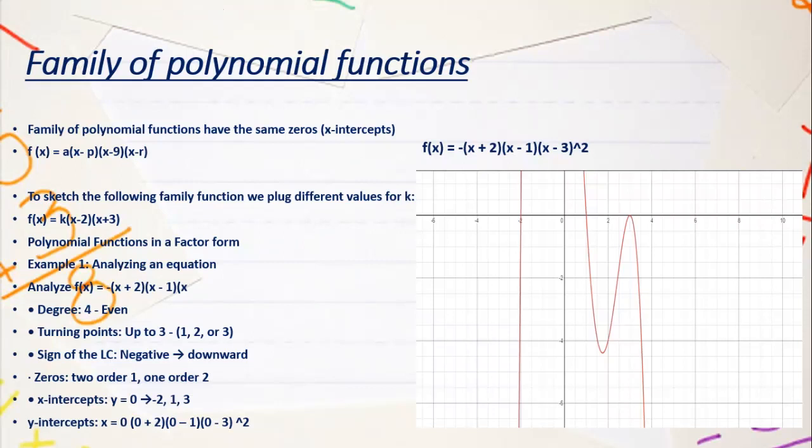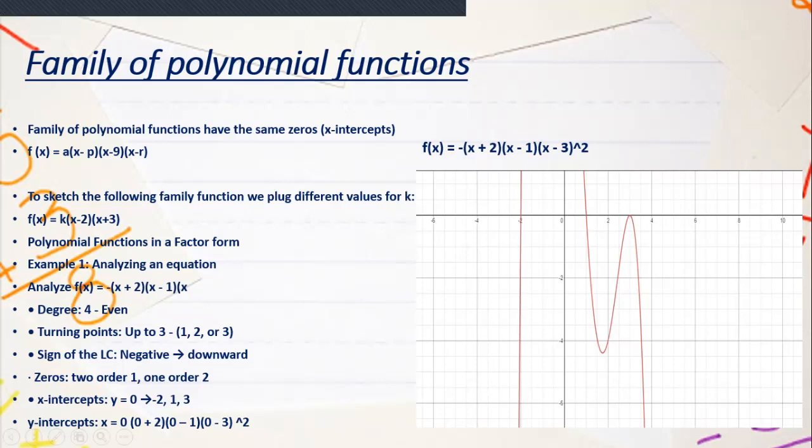Next, we have the family of polynomial functions. A family of a polynomial function has a basic formula: f of x equals a times x minus p, x minus q, x minus r. Sorry, there's a mistake: in x minus q, it's written x minus 9. All right, so to sketch the following family of functions, we plug in different values for k. The following polynomial function is right here.